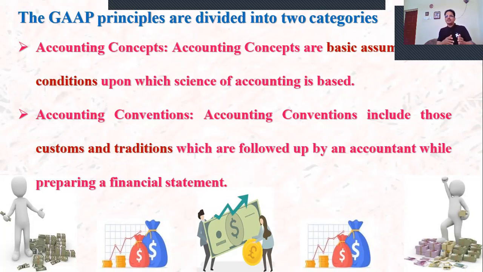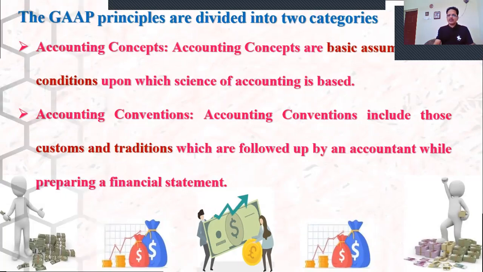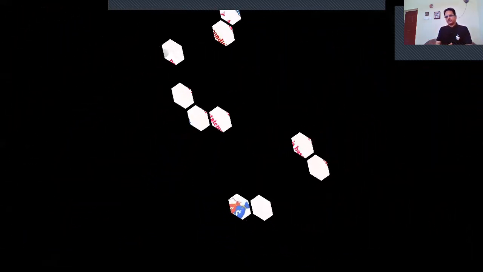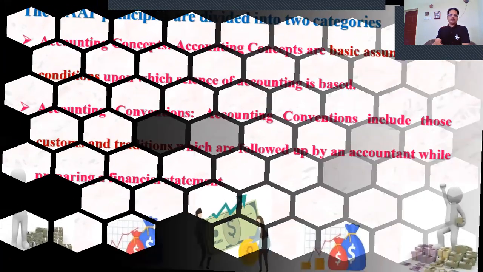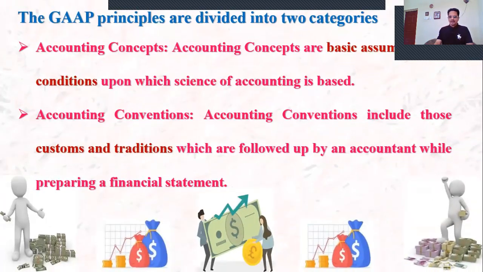We are not going into more detail. For example, you can understand this. What are principles? The meanings are rules, standards, and procedures followed in recording and reporting of accounting. What is the basic idea of this? To have a uniform platform, to bring uniformity or consistency in accounting practice. So you have to understand that. After that, there are two types of GAAP principles: accounting concepts and accounting conventions.